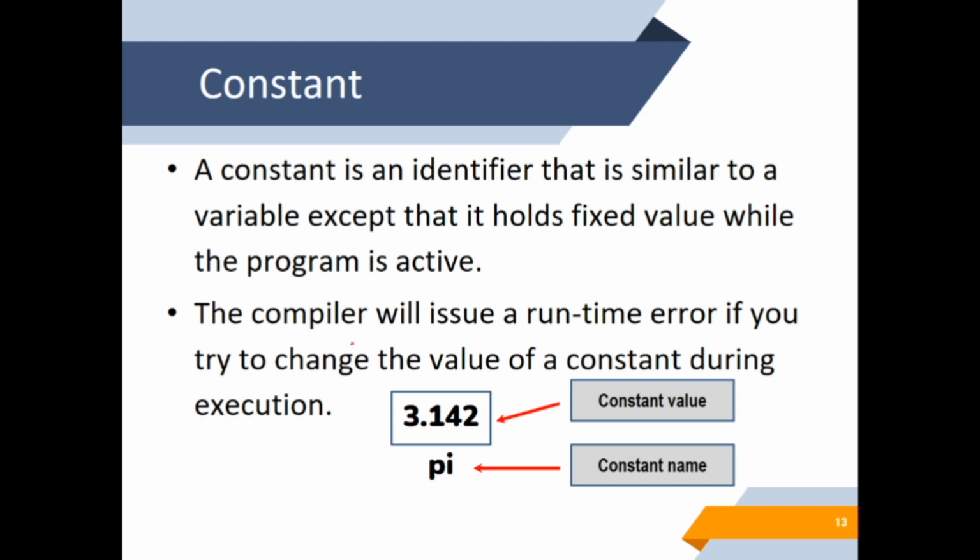Okay, the next one is constant. What is a constant? A constant is an identifier that is similar to a variable, except that it holds a fixed value. So this is the keyword. A constant holds a fixed value while the program is active. A variable can be changed during runtime, but a constant holds a fixed value while the program is active. There are a few examples of constant values. For example, pi. We know that the pi value is 3.142. So we declare pi as a constant because we cannot change the value of pi.